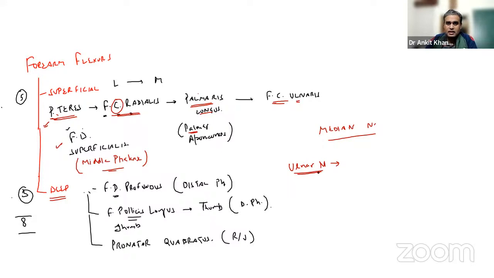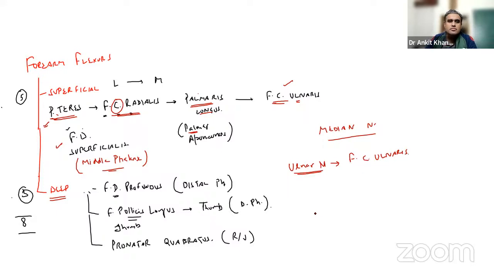Which muscles does the ulnar nerve supply here? Logically, it will supply the muscles lying on the medial aspect. Ulna is towards the medial side, no? Therefore, if you look at all these 8 muscles, the medial ones, one is flexor carpi ulnaris, completely supplied by the ulnar nerve.